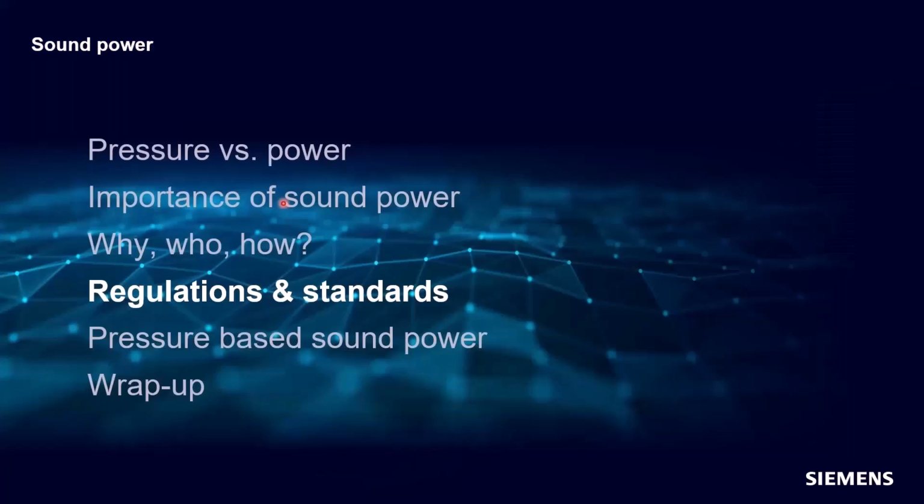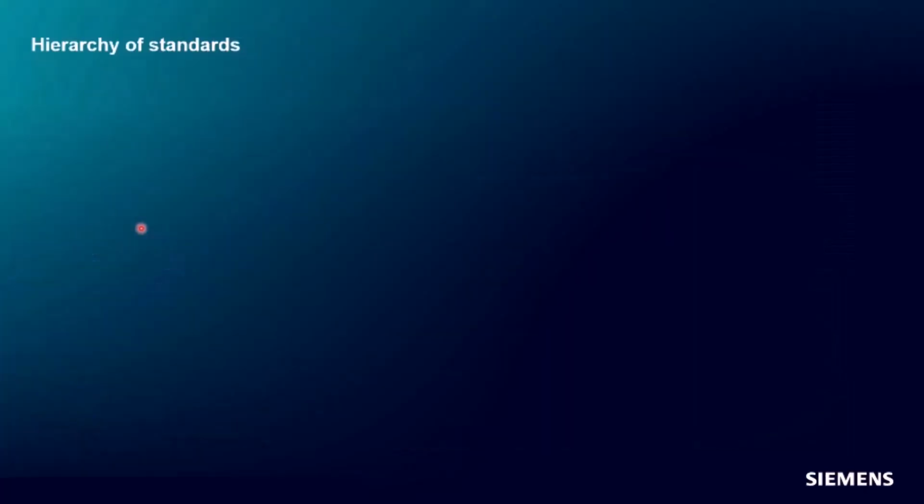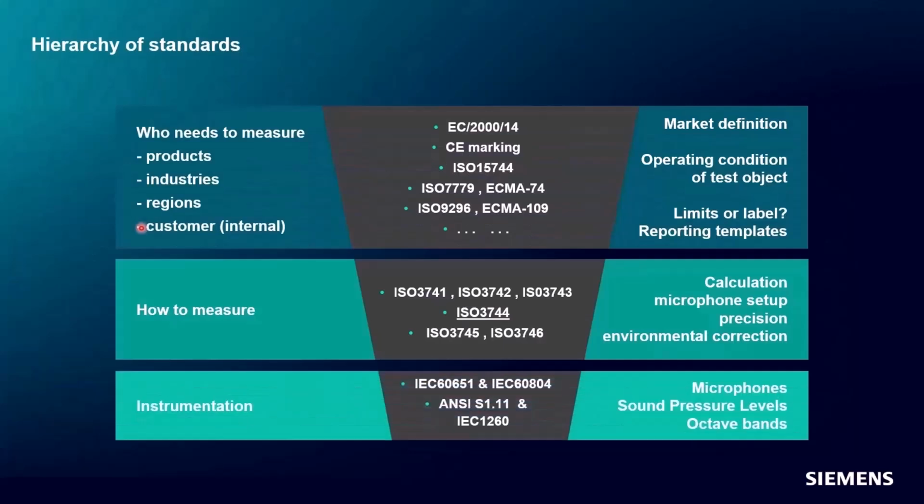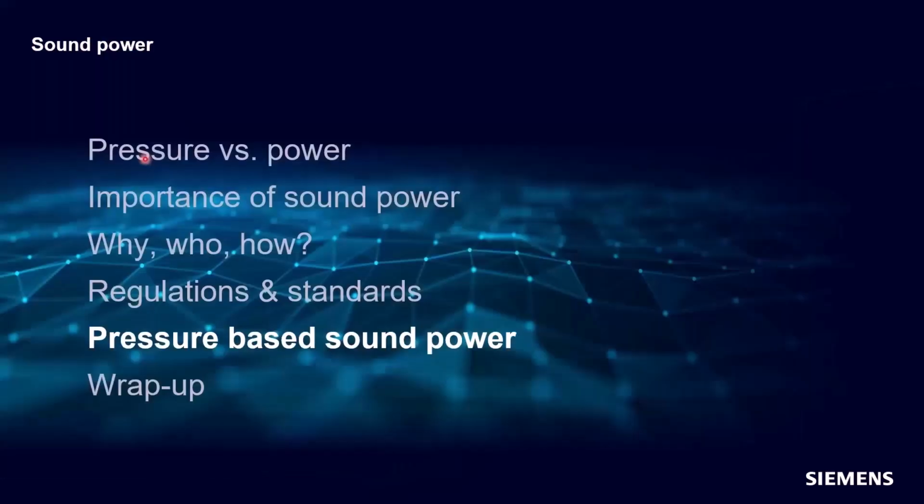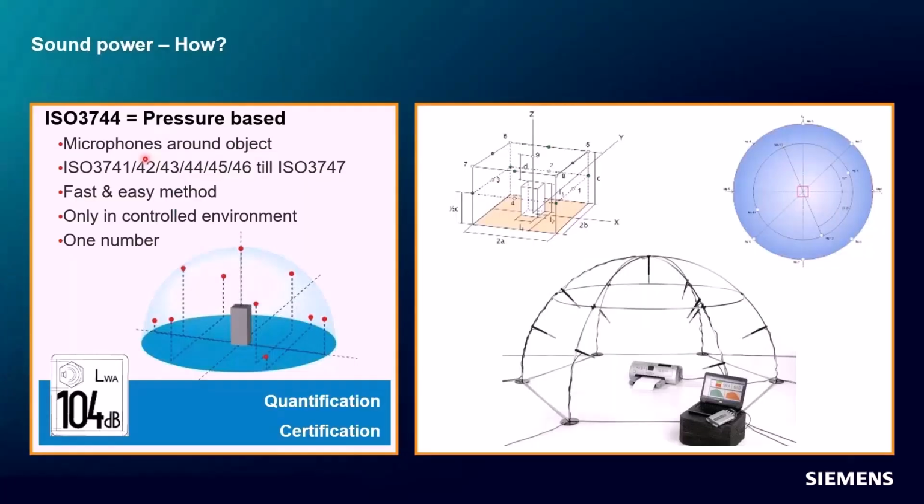As I mentioned before, there are some regulations and standards that are available. And if you look at the big picture of all the standards, they tell us what are the products, who all needs to measure, and how to measure, what is the type of instrumentation, and here is a listing of all the standards. And what we are going to focus on today is the ISO 3744 and 3745. Let's focus primarily on the sound pressure based sound power measurements. So I'll give some introduction on how to do that. Then I'll show in TestLab Neo, I'll demonstrate how to do these various calculations.